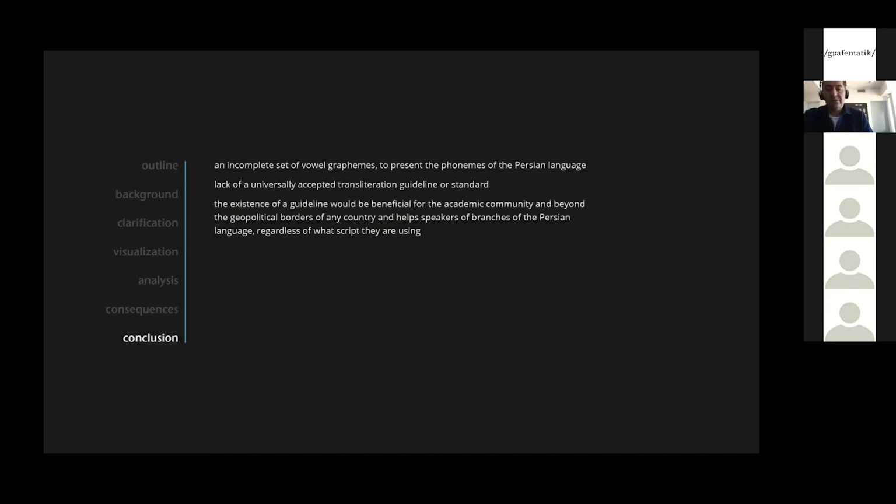In this study, I tried to illustrate and demonstrate one of the existing shortcomings of the Persian writing system, which is an incomplete required set of vowel graphemes for representing phonemes of the Persian language. Lack of a universally accepted transliteration and romanization guideline or standard is another difficulty that the Persian language is facing. The existence of such a guideline would be beneficial for the academic community and help speakers of various Persian languages regardless of the script they are using.